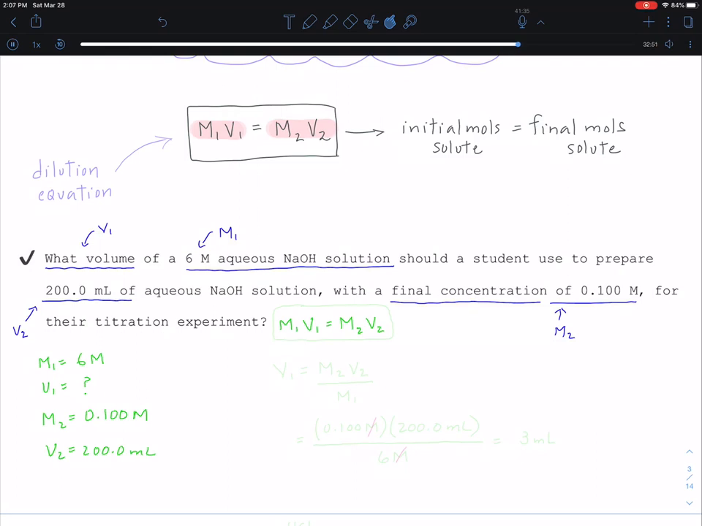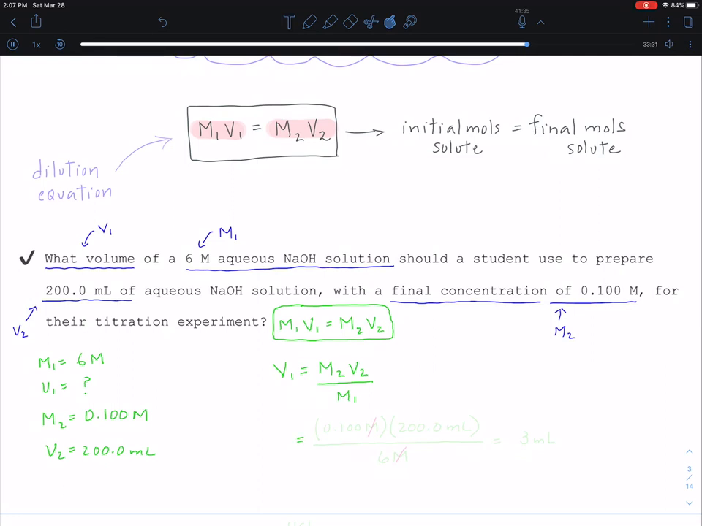But first, let me rearrange this equation so I can isolate the thing that I'm looking for. If I look at my list, it's like a little recipe over there. Those are my ingredients, right? And the only thing I'm missing is that initial volume. So algebraically, I'm just going to rearrange this equation to isolate V1. If I divide both sides by M1 to get it off the left, I've got M2 V2 divided by M1. So my initial volume's hanging out all by himself over there.